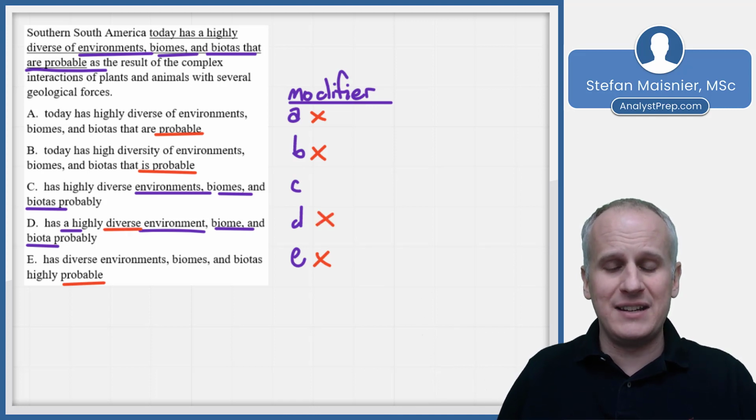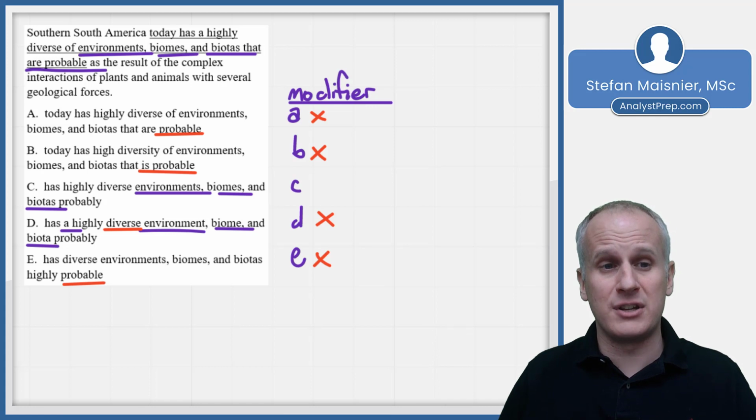Additionally, we know that a highly diverse environment, biome, and biota would be kind of difficult to accomplish because you'd be talking about diversity within one thing as opposed to a diverse multitude of things as we have in choice C. So as always, we'll read our answer back into the original to confirm that it captures the intended meaning. So Southern South America has highly diverse environments, biomes, and biotas, probably as the result of the complex interactions of plants and animals with several geological forces. And that captures the original intent without changing the meaning.